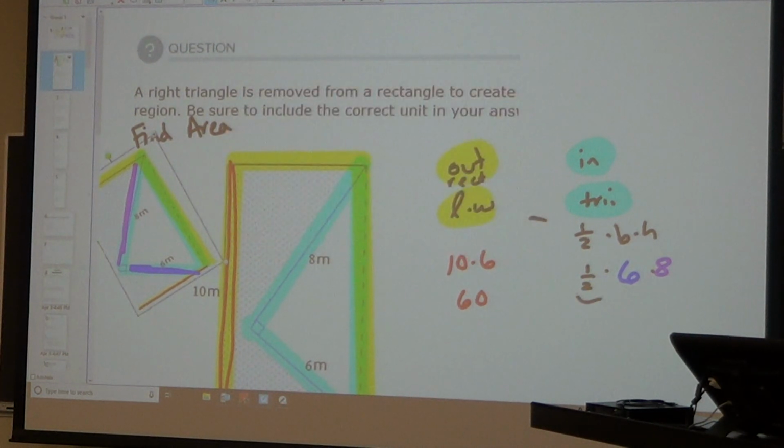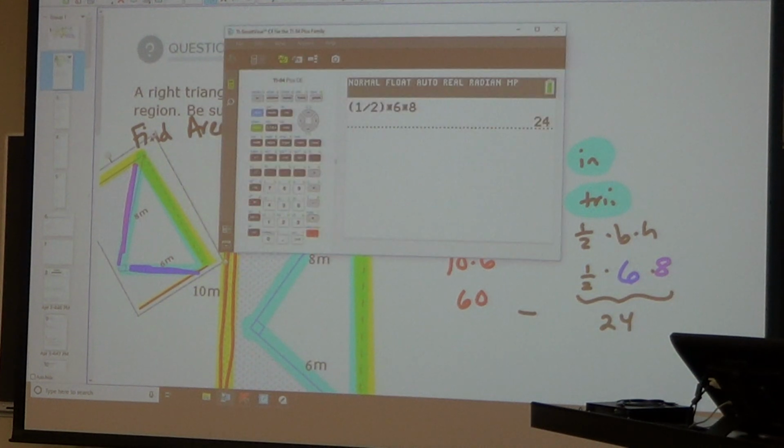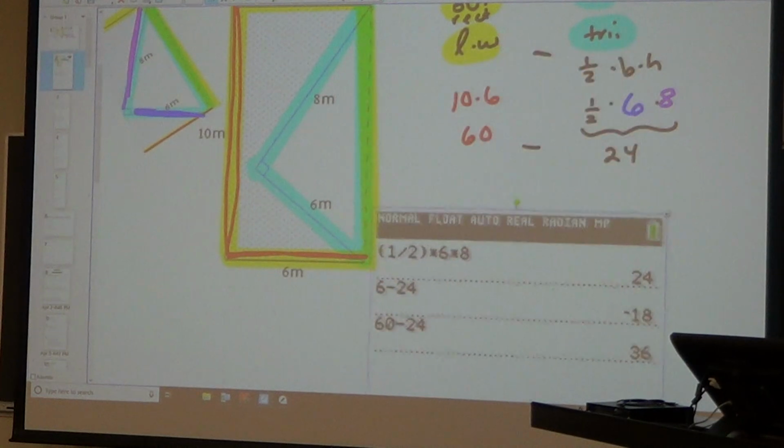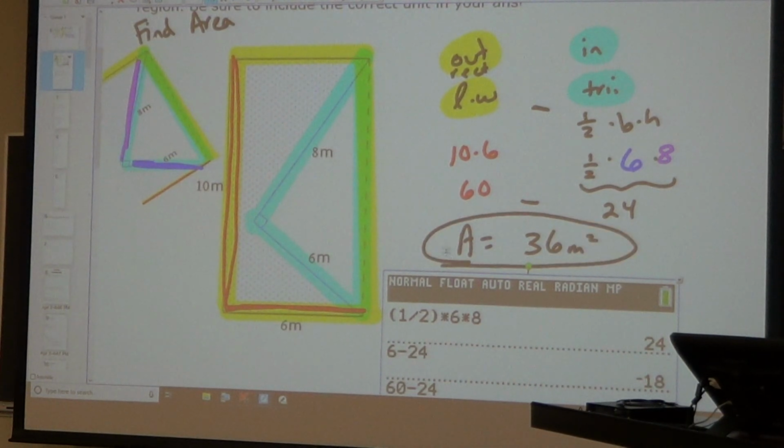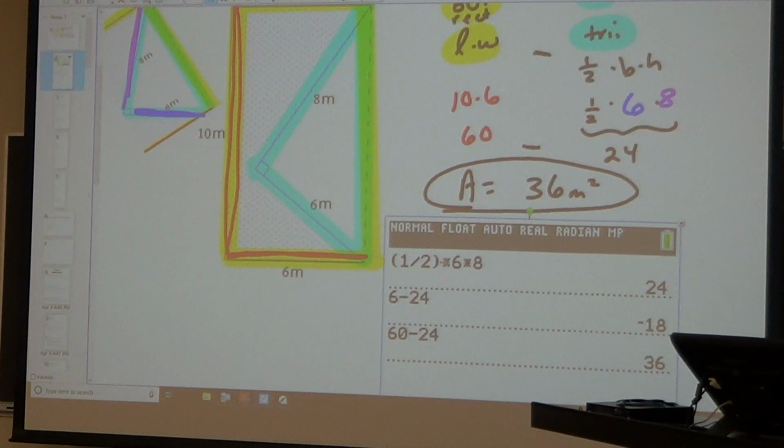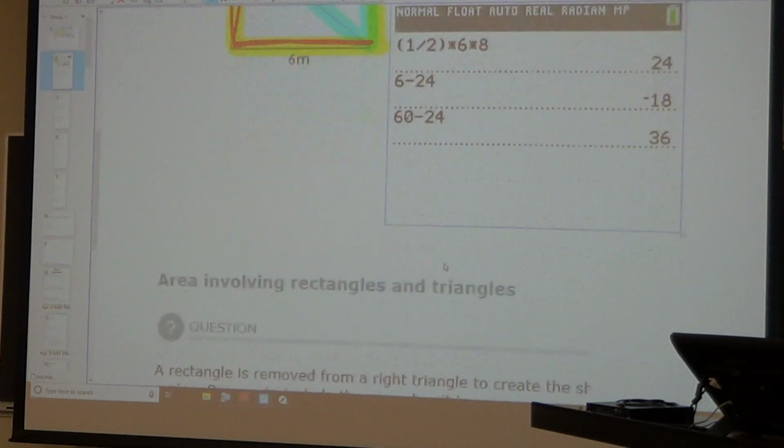That gives me 24. So I take my full rectangle, which is 60, minus my triangle, which is 24. 60 minus 24 is going to give me 36 as my answer. And anytime you're doing area, it is going to be 36 meters squared. We good? Okay.